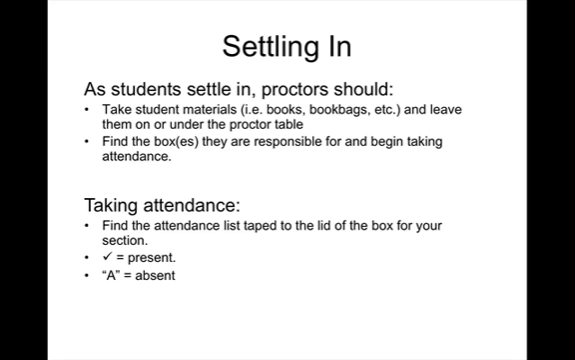You will find the complete list of the students in your section on the list taped to the top of the proctor's materials box for your section. Take attendance in pencil by checking the names on the list against the students in your section. Their names are on the table tents at each student table. In taking attendance, place a check in the box to indicate that a student is present. Place an A in the box if the student is absent.